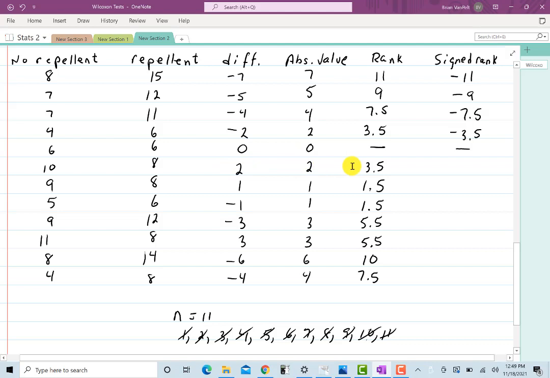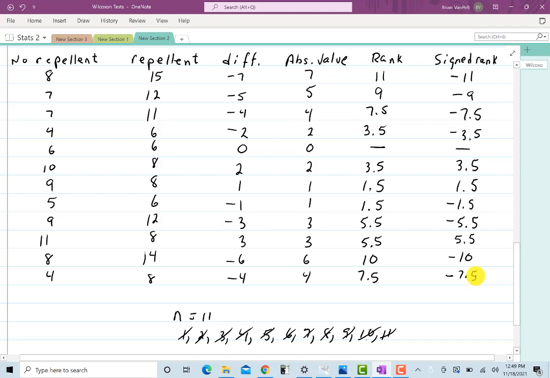Here we finally get a positive one, so this will be a regular 3.5. These ones are all positive, so this will be 1.5. There's a negative for this row, so that's negative 1.5. There's a negative there, so negative 5.5. This has a positive here, so this is a positive 5.5. Negative right here makes this a negative 10. Negative here makes this a negative 7.5. So I finally finished my table.